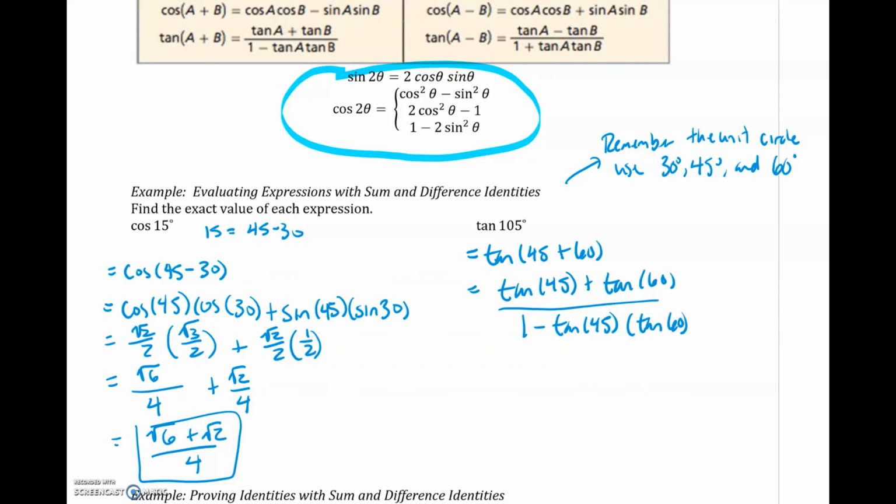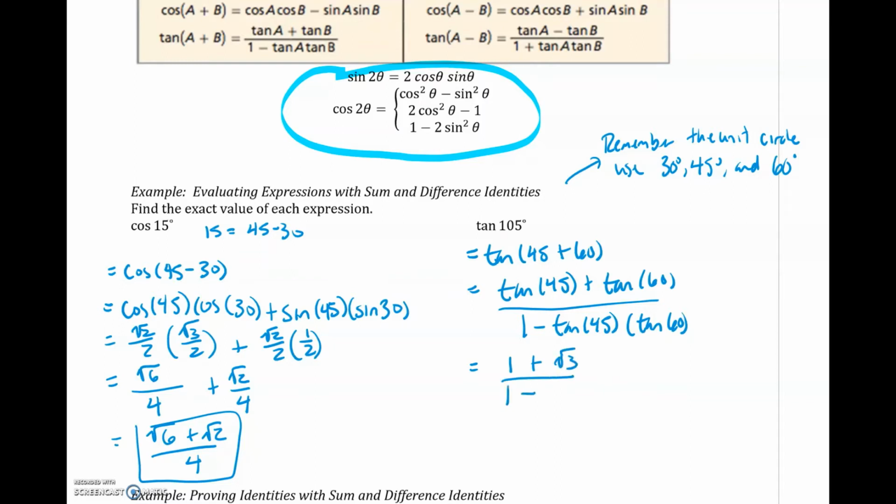Now we can go to our unit circle and find tangent of 45 and 60, but remember tangent is y over x, so you do want to make sure you do that division off to the side somewhere. So if you have questions on that, definitely ask. But I went ahead and did those tangents earlier. So I got tangent of 45 is equal to 1. Tangent of 60 is equal to the square root of 3.